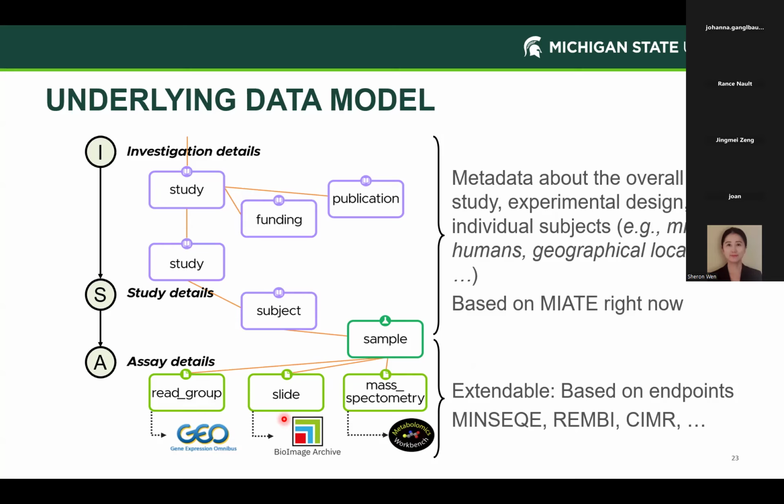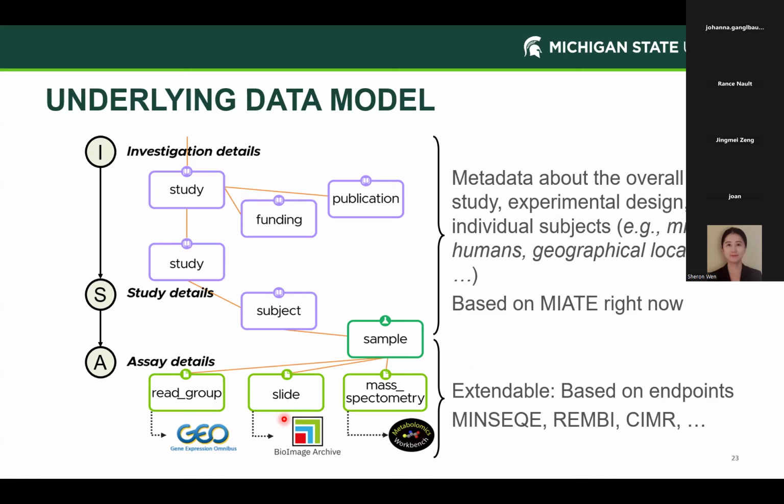And then study would be the next level, right? So subjects, mouse, humans, samples, right? So kind of upper level, what goes into the next step. And then finally, assay, right? So what are you measuring? So is it gene expression data? Is it imaging? Is it mass spectrometry? All those kinds of things.